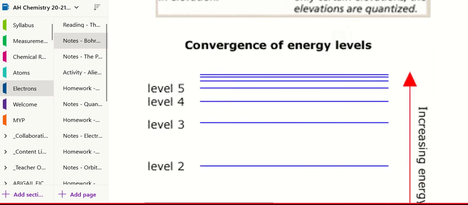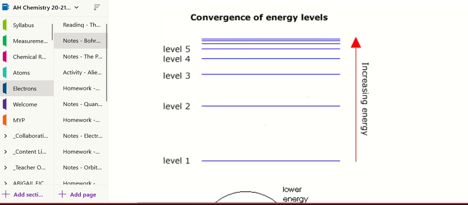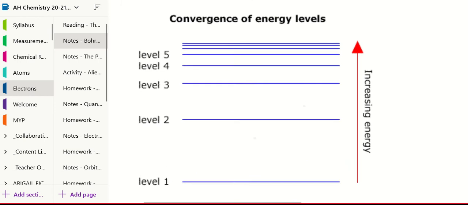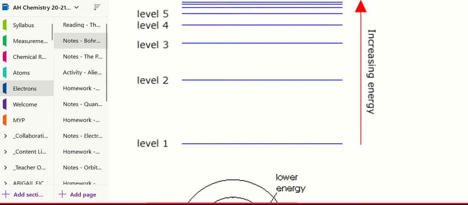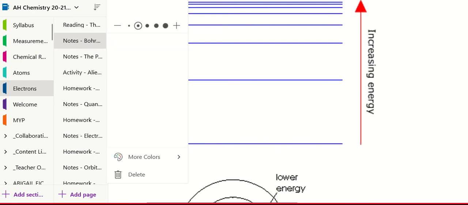Cool. So, I want you to draw this. Before you start, let me describe it. The first energy level is the lowest energy level, and that's going to be the energy level closest to the what?